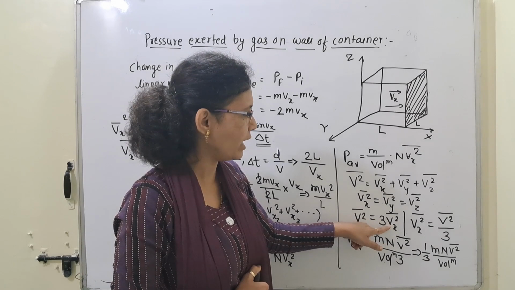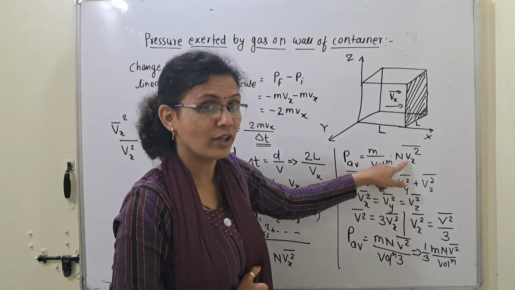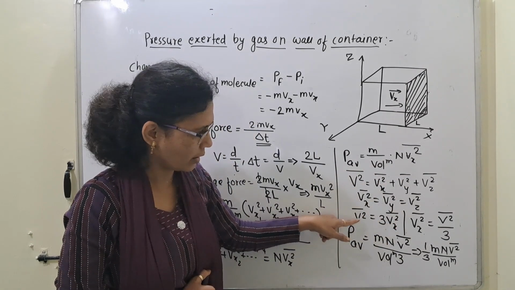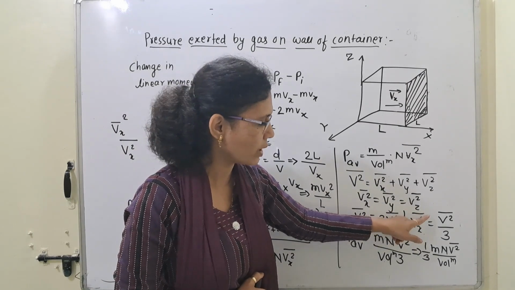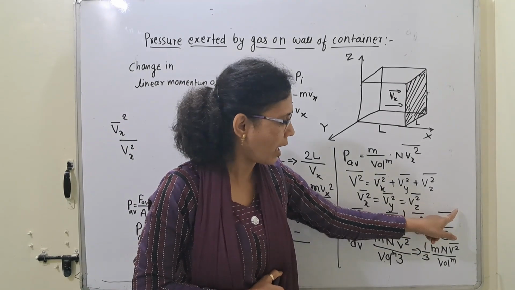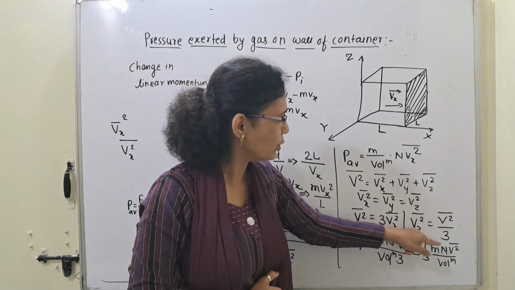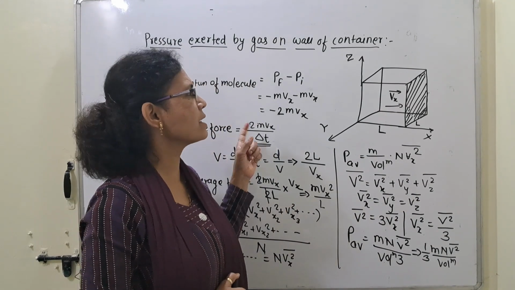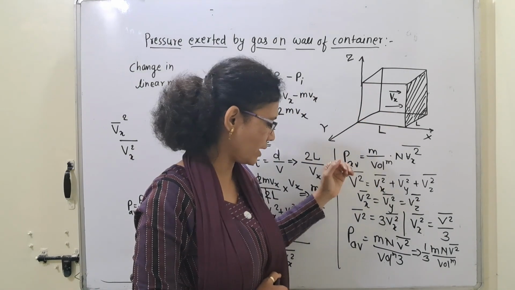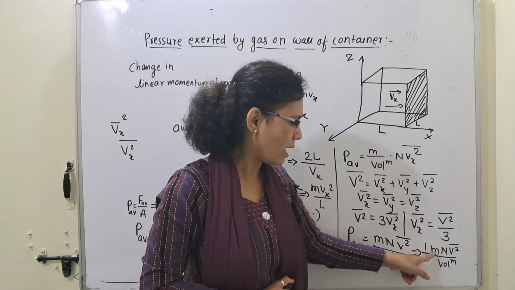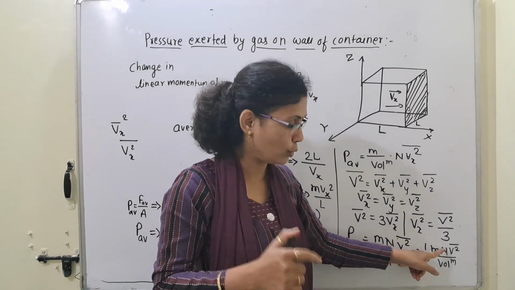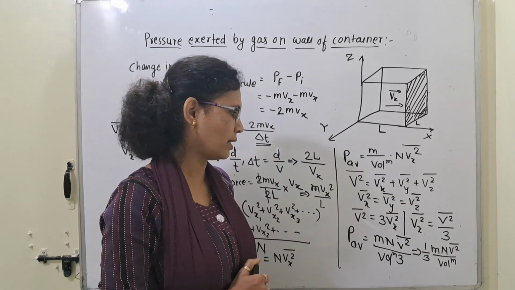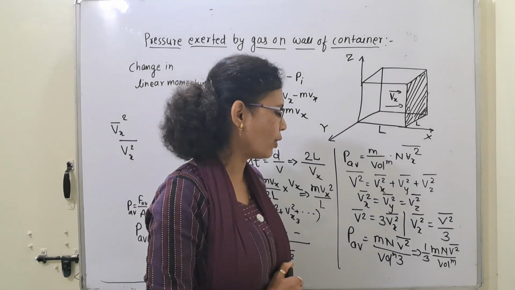Then what will be the value of Vx square bar? We have to put here the value of Vx square bar. Therefore, Vx square bar is equal to V square bar upon 3. Put this value in this expression and finally we get the average pressure exerted by the gas on the wall of the container as 1 by 3 into mass into total number of molecules into average square velocity divided by volume, that is, 1 by 3 mnV square bar upon volume.